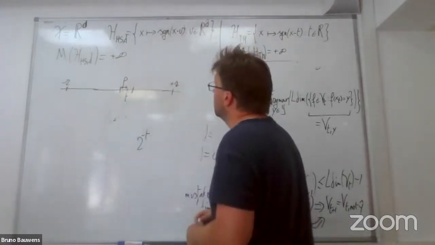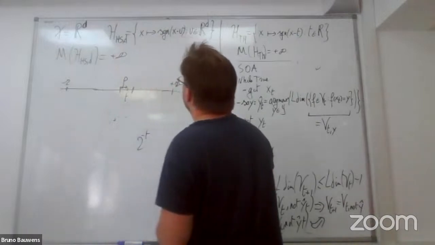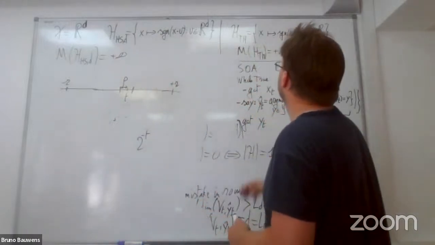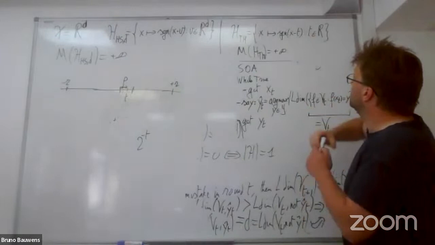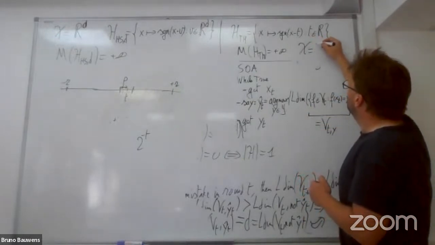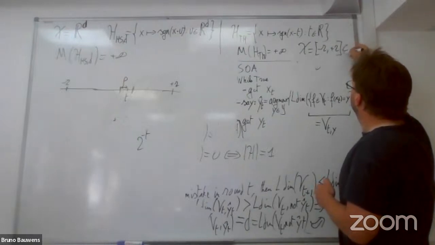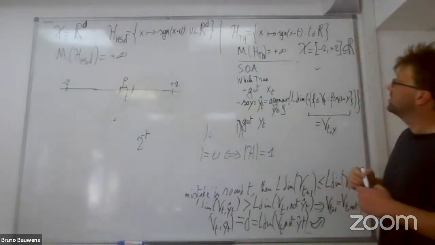So to deal with threshold functions, we will set X equal to [-R, +R], which is a subset of the real numbers.